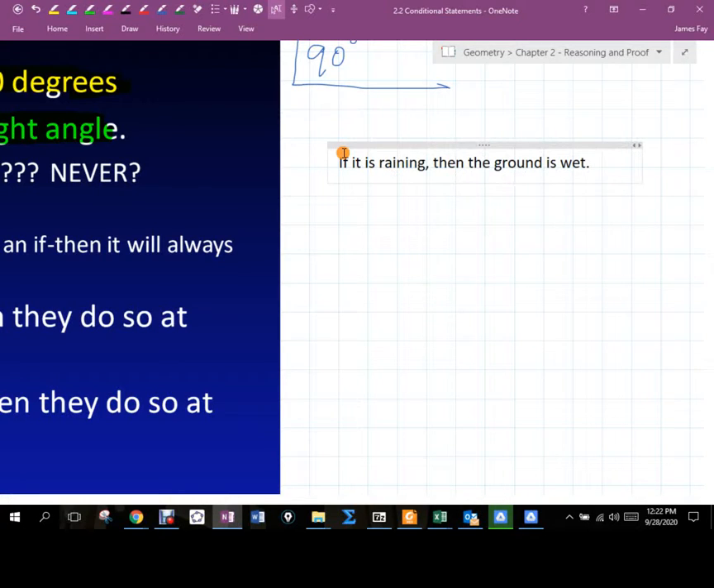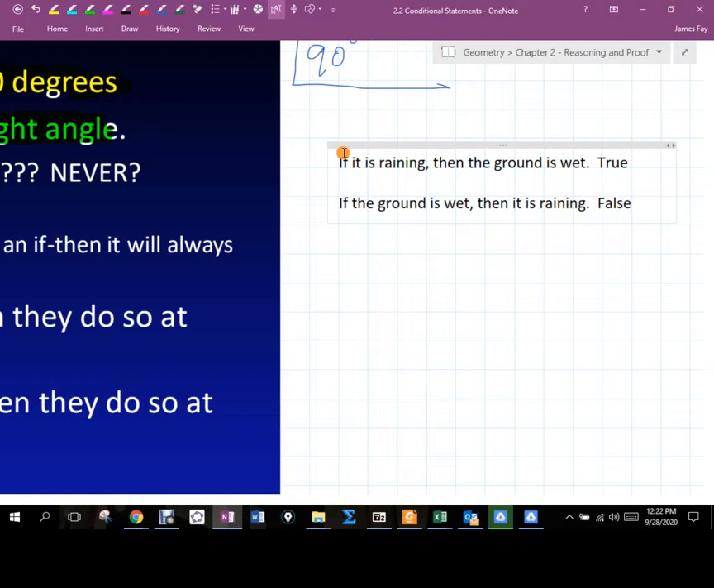if it is raining, then the ground is wet. Would you guys agree that that's true based on what we basically know about rain? All right, so let's say that's true. Let's reverse it. If the ground is wet, then it is raining. Now, when I ask if that's true, I'm asking, is it a universal truth? If I know the ground is wet, does that mean that every single time the ground was wet, it had to be raining? No.